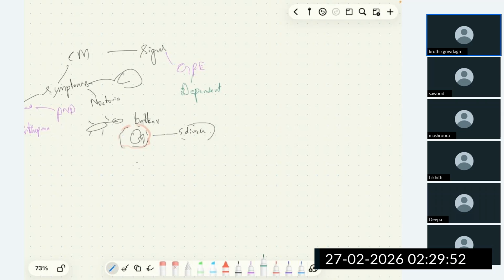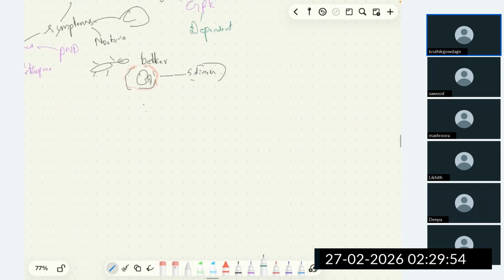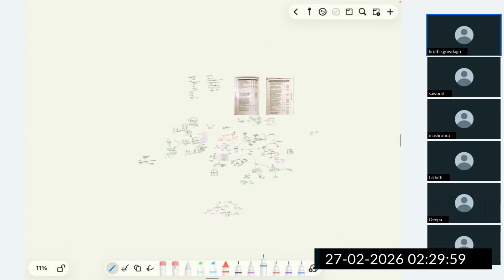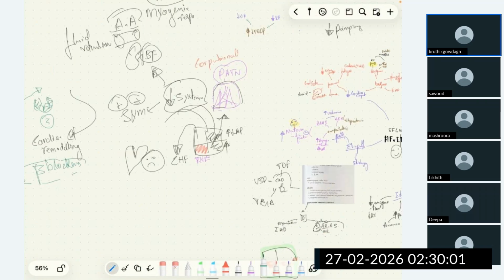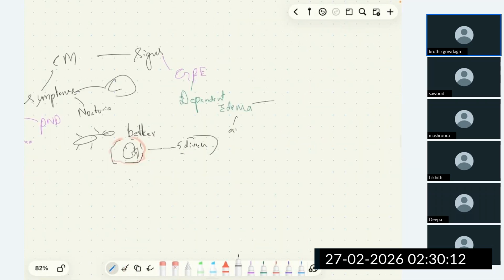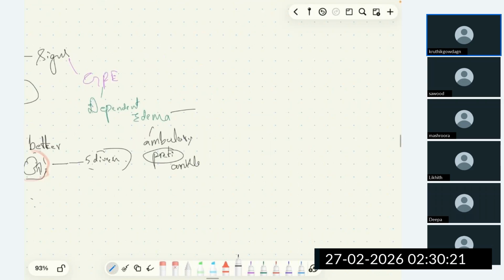What did I tell now? Dependent edema. Why dependent edema? See here. Backward symptoms. When there is heart failure leading on to backward symptoms, congestive heart failure, it leads on to dependent edema. In ambulatory patients, there is edema in the pretibial region and around the ankle. In patients who are bedridden, sacral edema is seen.